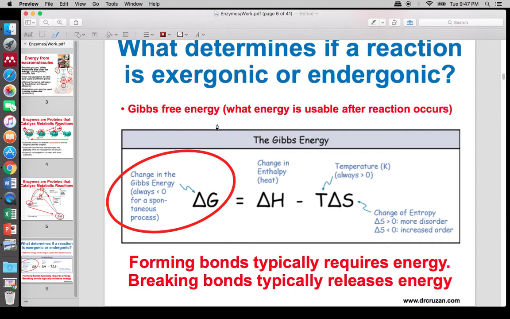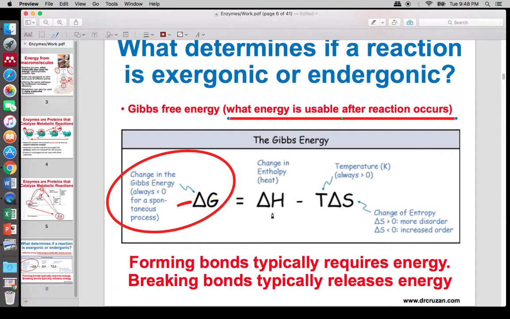The whole point of Gibbs free energy is that a negative value, I should do it down here, a negative value down here is going to mean that the reaction you're measuring with this Gibbs is going to release energy. Energy released is negative energy right here. Basically, what energy is usable after the reaction occurs, and that negative energy is what's going to be released.